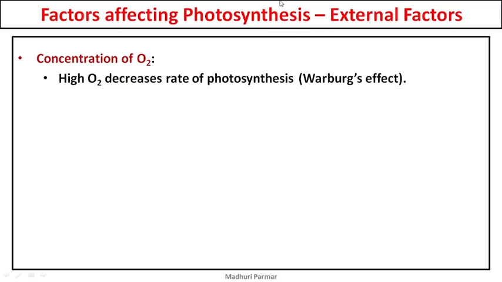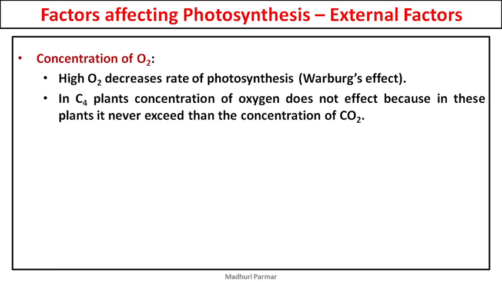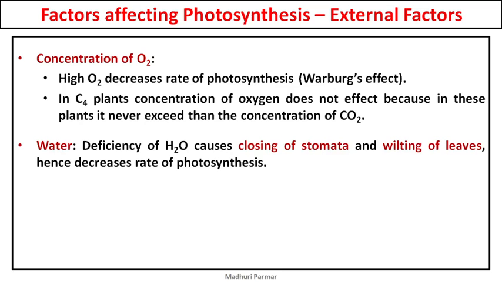The next factor affecting photosynthesis is oxygen. High oxygen decreases the rate of photosynthesis. We already saw this. This is called Warburg's effect. In C4 plants, the concentration of oxygen does not affect the rate of photosynthesis because it will never exceed carbon dioxide concentration. We also saw why this will never happen. Okay, C4 plants are specially made so that the oxygen levels do not harm the Calvin cycle, or it does not lead to photorespiration.